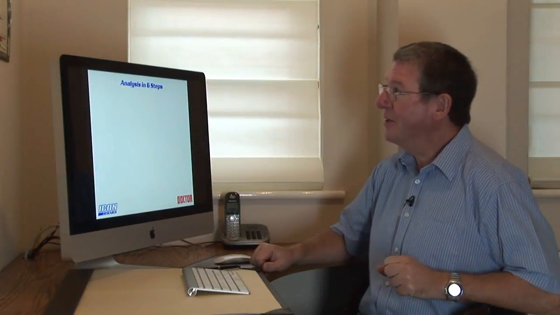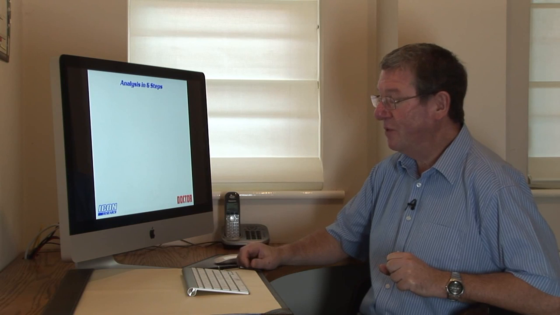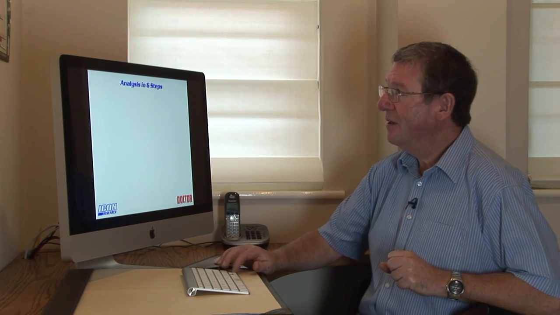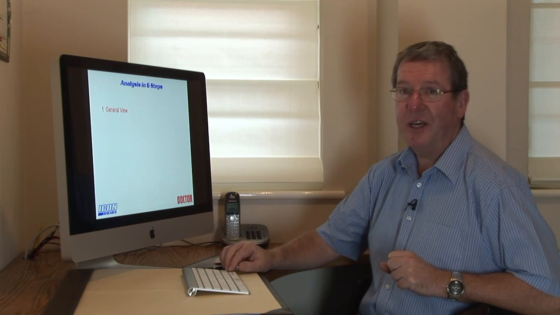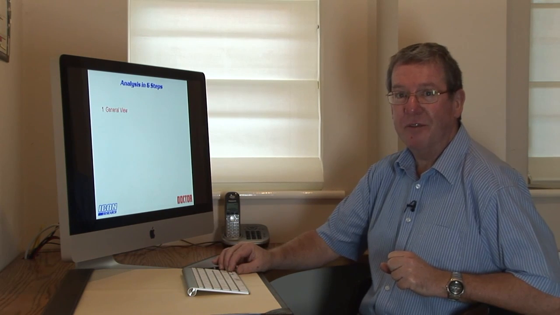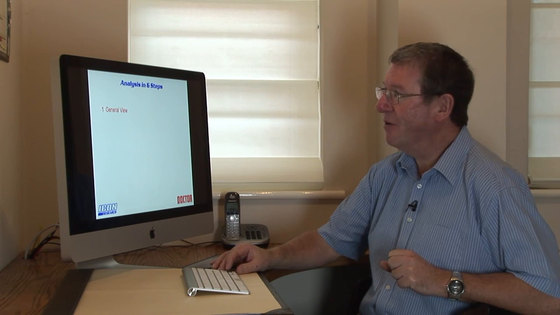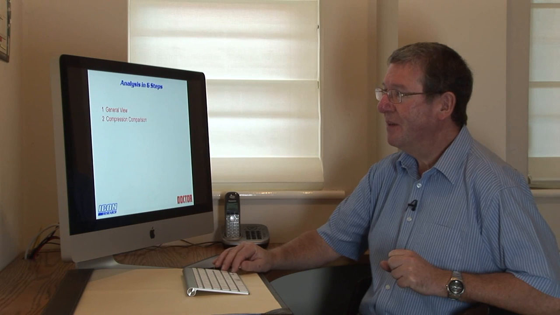Okay, this is the six-step analysis process for doctor results. The idea of this structured approach is that any two engineers analysing the same set of results should come up with the same answer. And the six steps are these. The first one is the general view. In this we'll check for any anomalies in the readings, anything that might have gone wrong, and also get a general idea of what we're going to see.